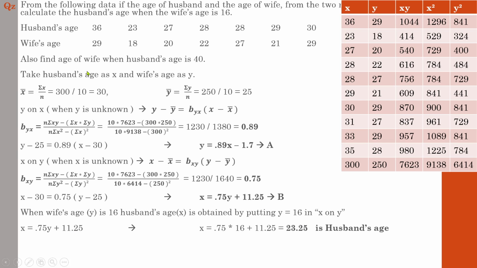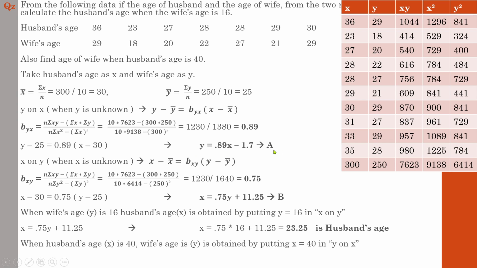There is another part also. Also find the age of wife when husband's age is 40. Find the age of wife. Wife's age is assumed as y. Find y when husband's age, that is x, is 40. So here you need to find the value of y. So which equation is going to be used? This one. This equation is used when y is unknown.